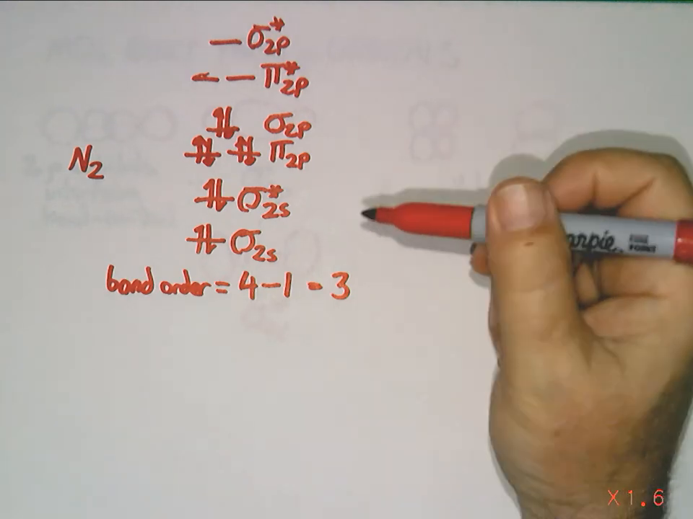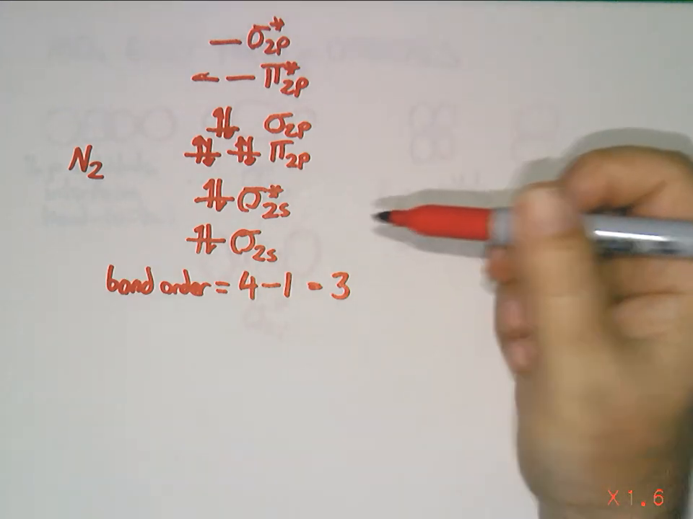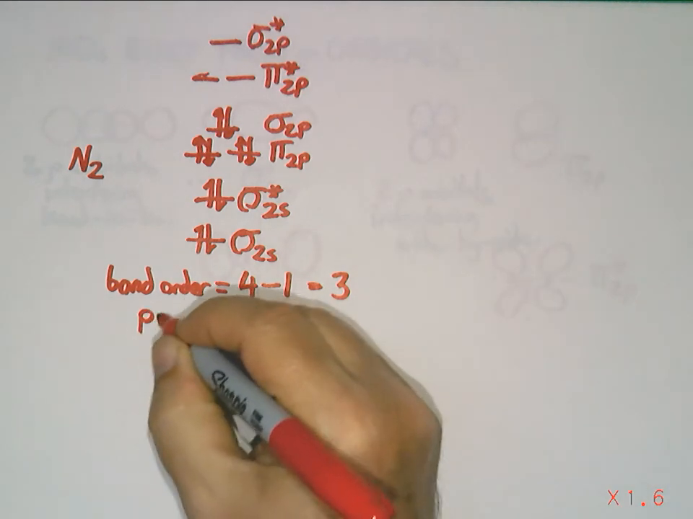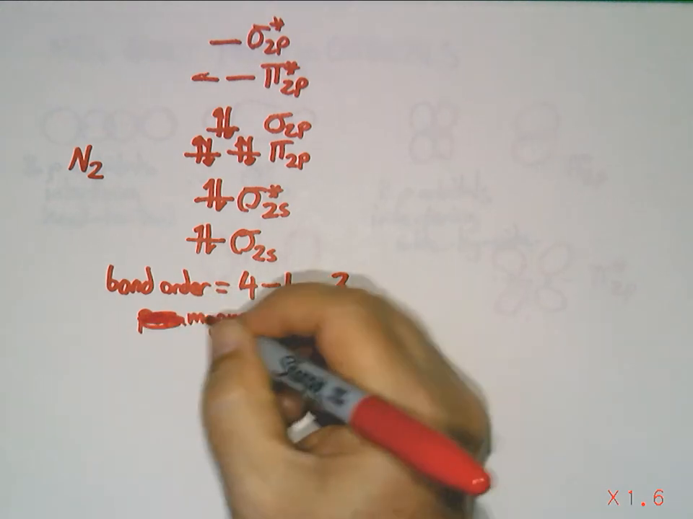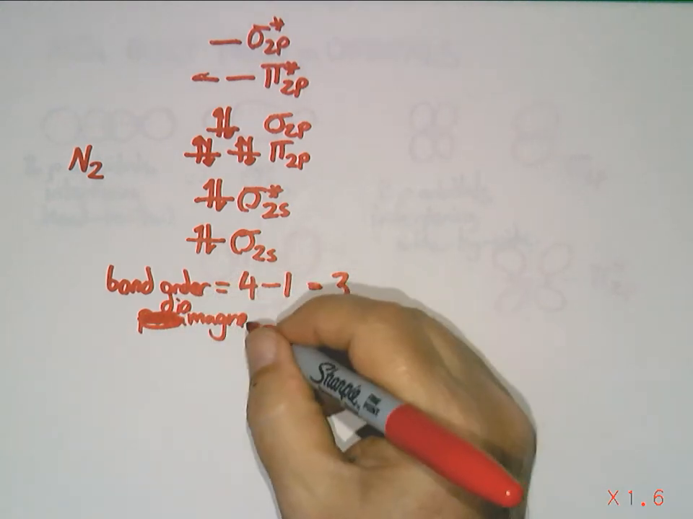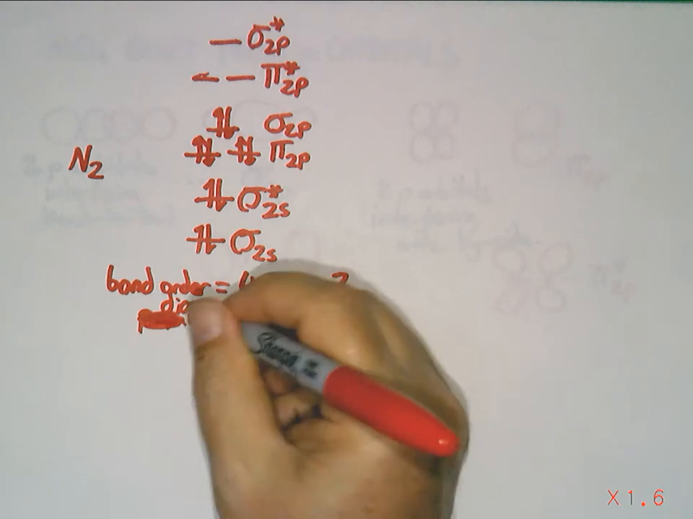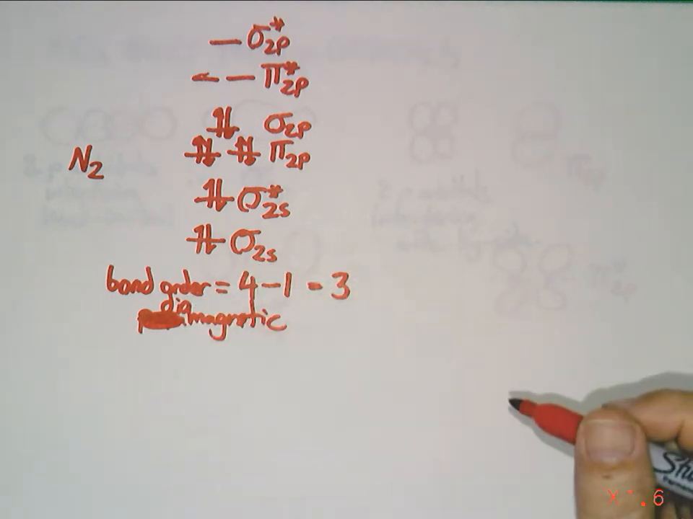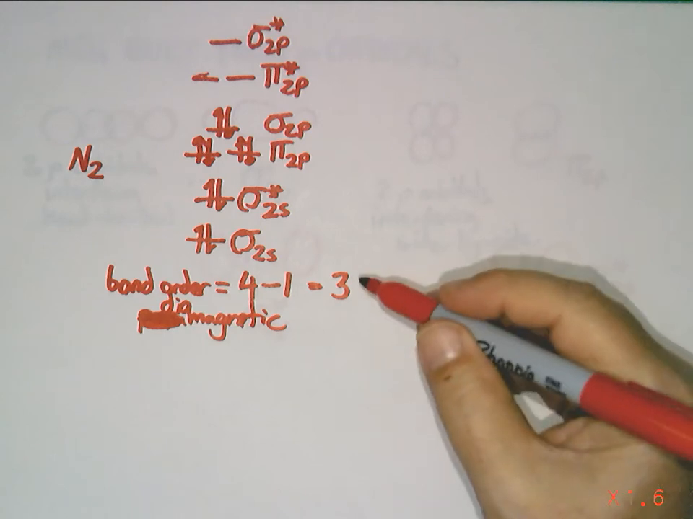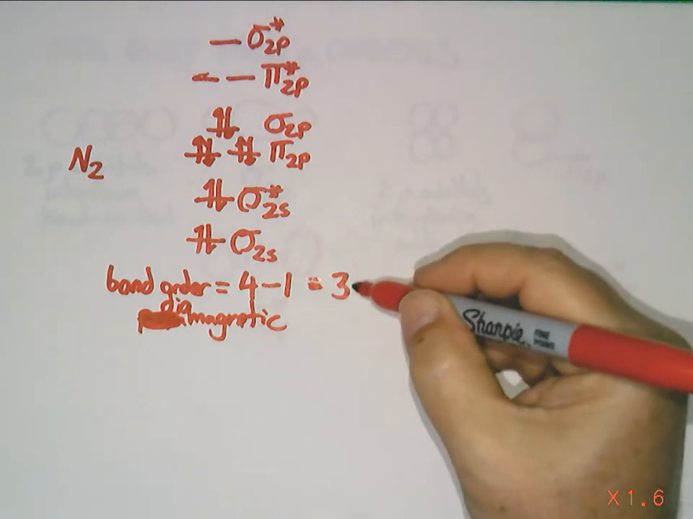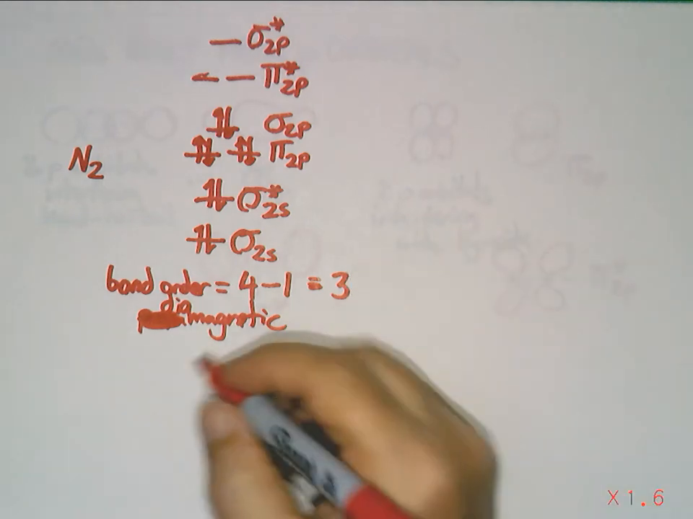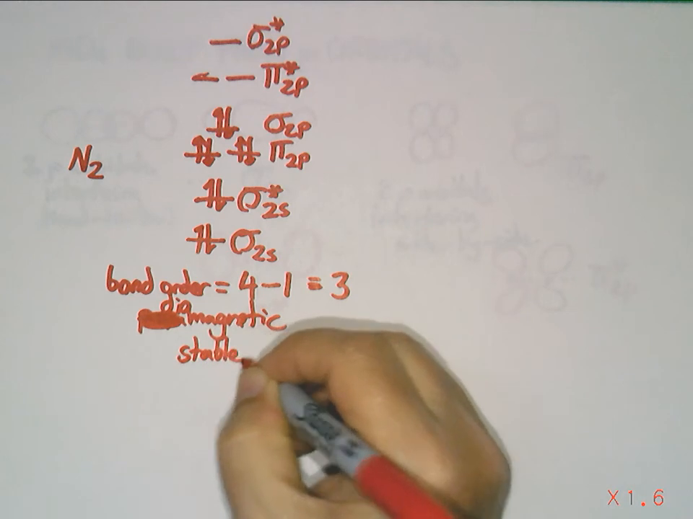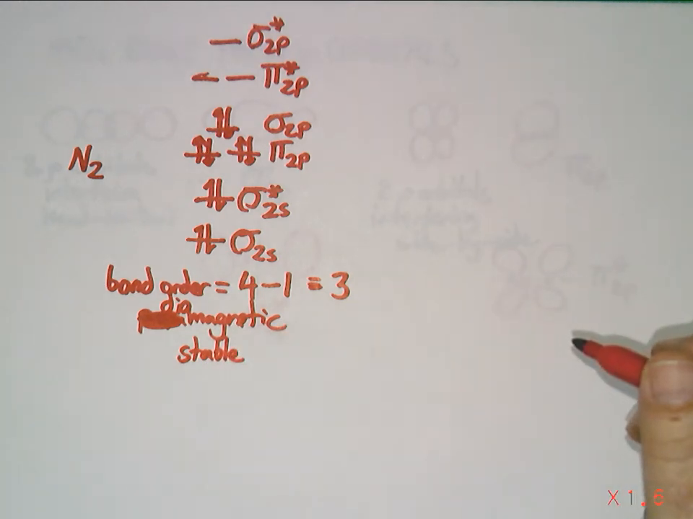Is this molecule going to be paramagnetic or diamagnetic? Well, there's no unpaired electrons, so it'll be paramagnetic. Oh, it'll be diamagnetic, I'm sorry. Diamagnetic. And is it going to be stable? Well, yes, because the bond order is greater than 0. If the bond order is 0, it won't be stable. So it will be stable because I have a bond order of greater than 0.